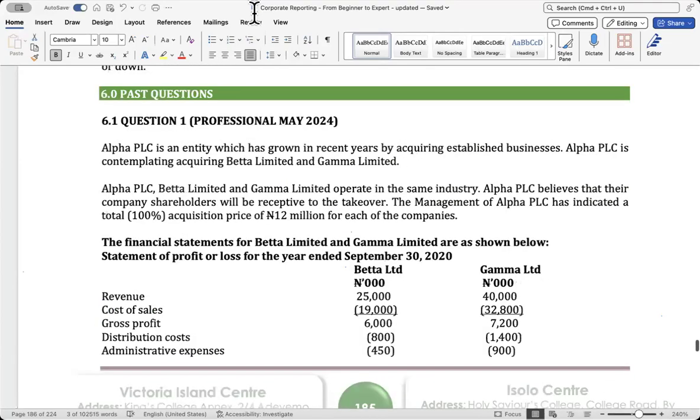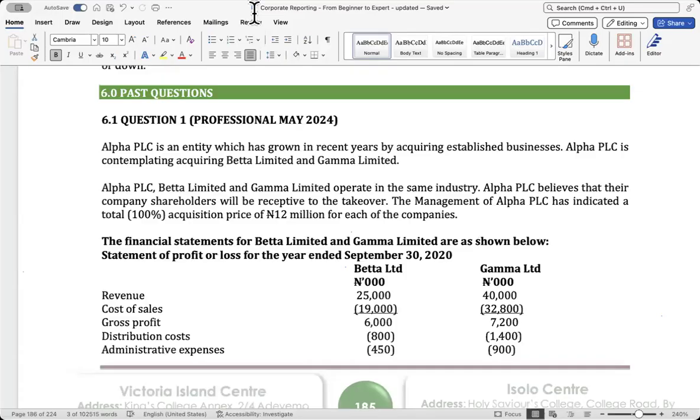Before I go to past questions, do we have any questions before I move on? Starting from the last direct question. I need somebody to read this question for us, please.